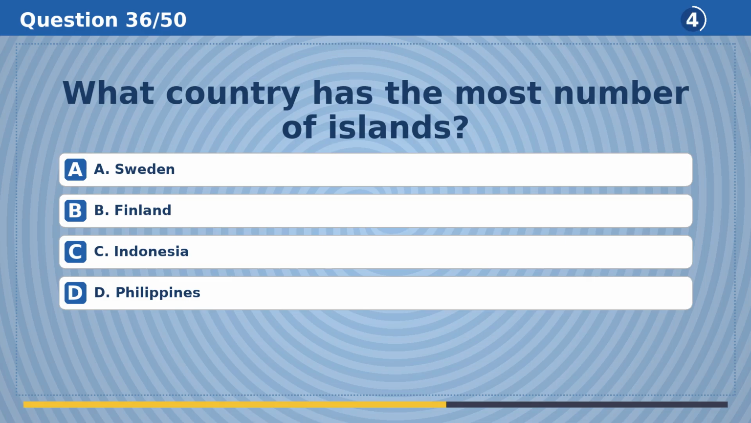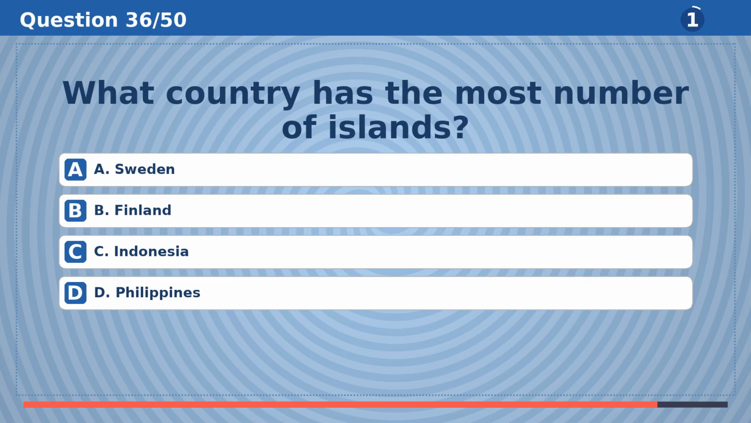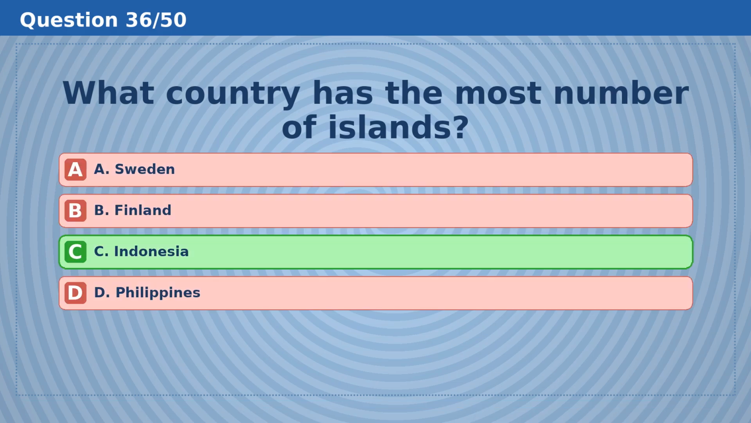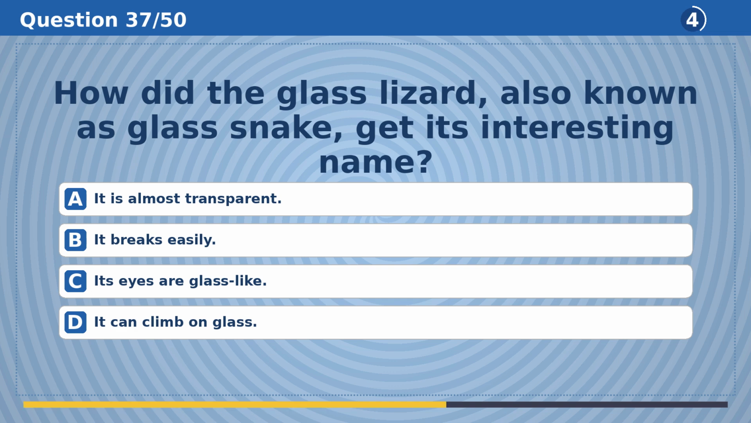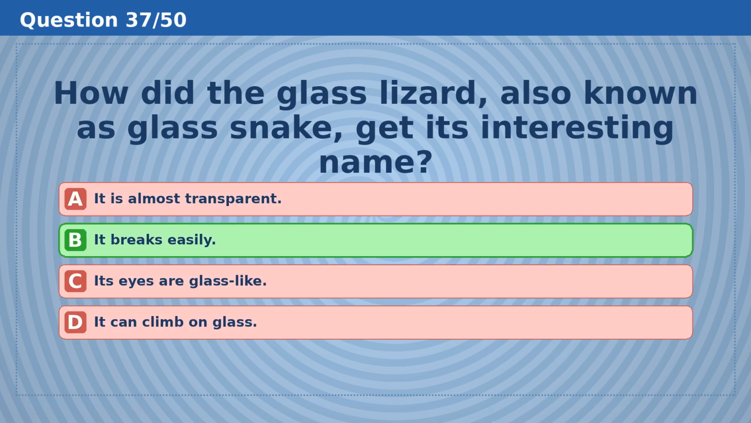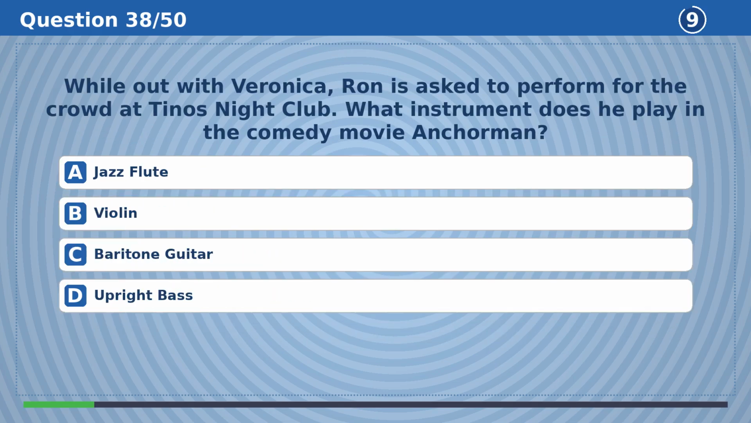What country has the most number of islands? The answer is C, Indonesia. How did the glass lizard, also known as glass snake, get its interesting name? The answer is B, it breaks easily.